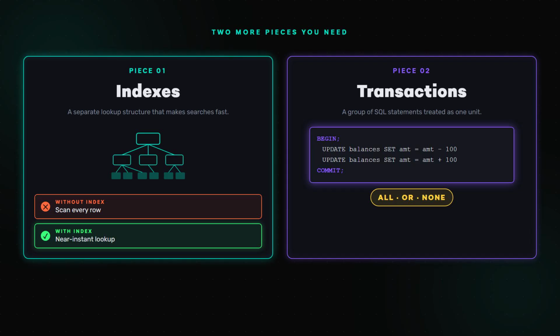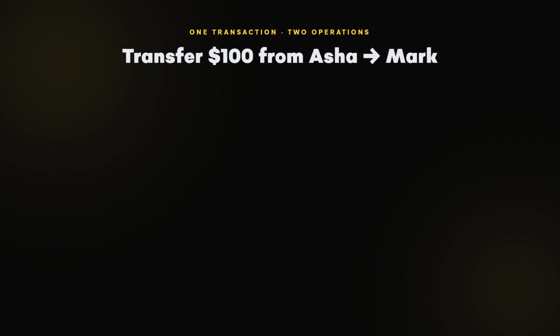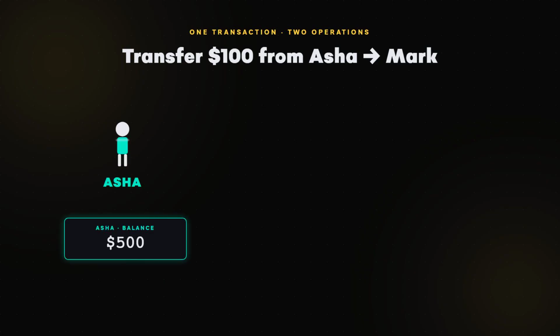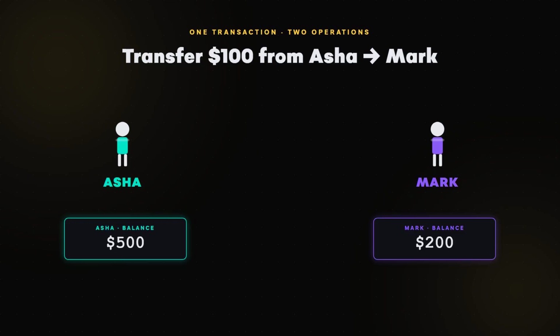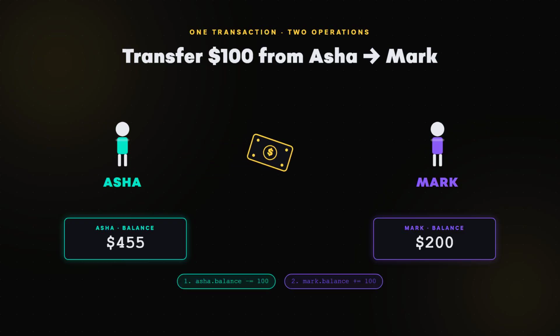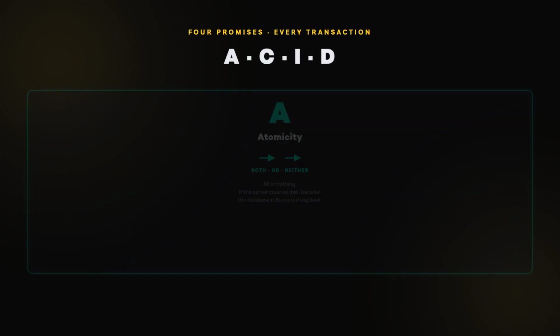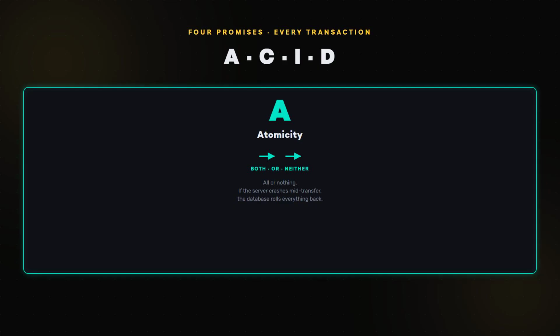Add transactions. A transaction is a group of SQL statements the database treats as one unit. Either all of them happen or none of them do. Which brings us to ACID. Imagine you transfer $100 from Asha's account to Mark's. That's two operations. Subtract 100 from Asha, add 100 to Mark.